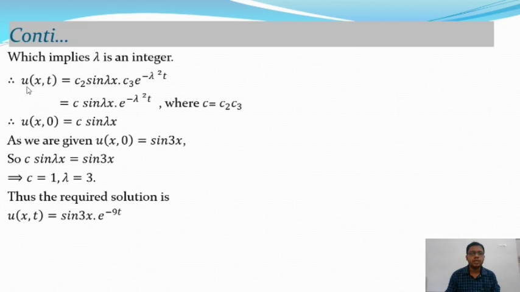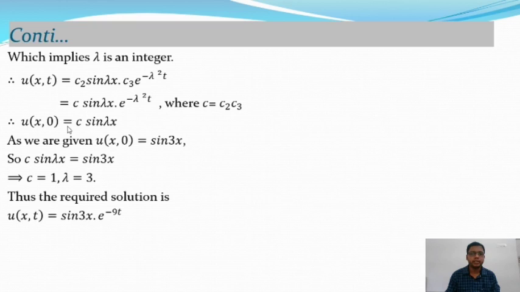Therefore the general solution of the given partial differential equation is u(x, t) = c2 sin(λx) times c3 e^(-λ²t). And c2 and c3 are constants, so we will take c = c2 times c3. Then this general equation is reduced to c sin(λx) e^(-λ²t). Now we apply the third boundary condition, that is u(x, 0).